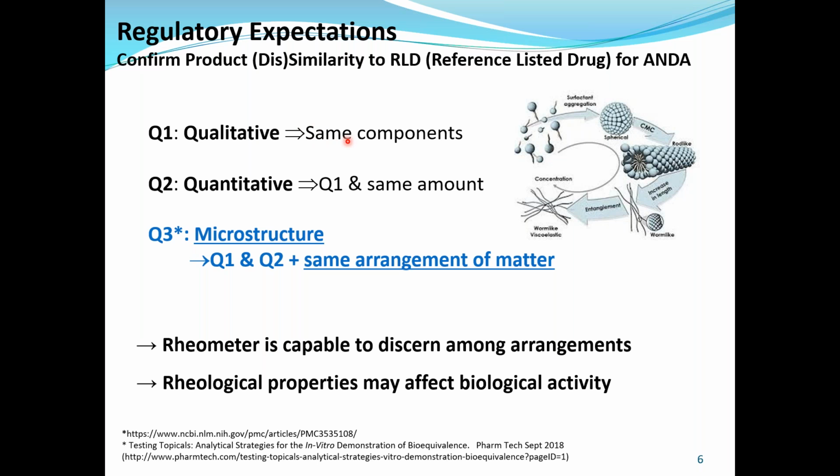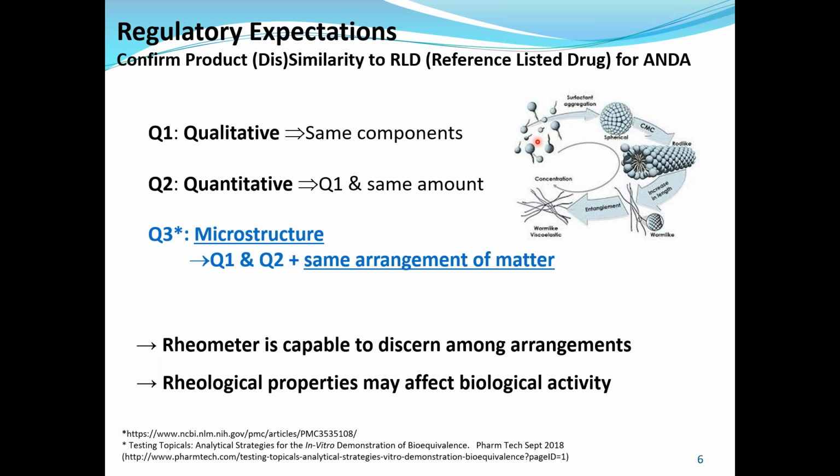Okay, we can say it has the same components. Q2 also has the same components in the same amount. And Q3 involves the microstructure. So that's Q1 and Q2 elements, and then we add the arrangement of matter. We have to demonstrate that the material has the same arrangement of matter.